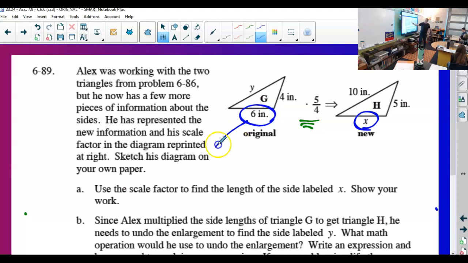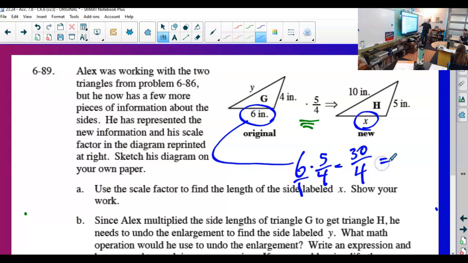So Alex said take 6, multiply by 5/4. If I want to do this math in my head, I can do 6 times 5 is 30, divided by 4. I know 30 divided by 2 is 15. Divide that again. 7.5? Yes. Correct. Ella, how could I get to Y?